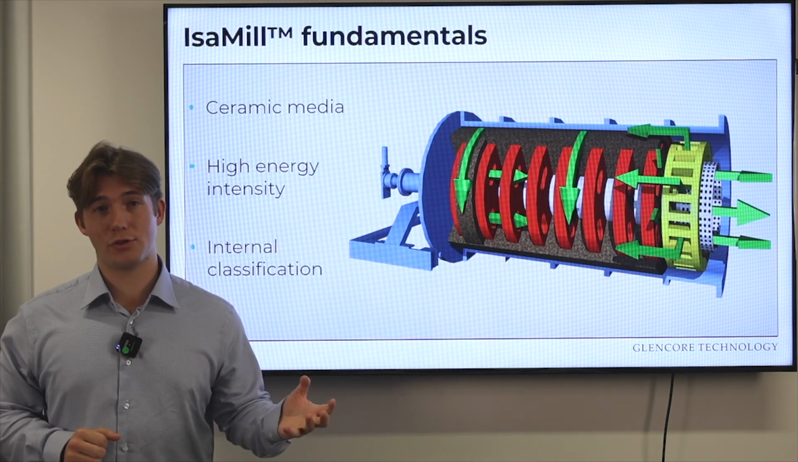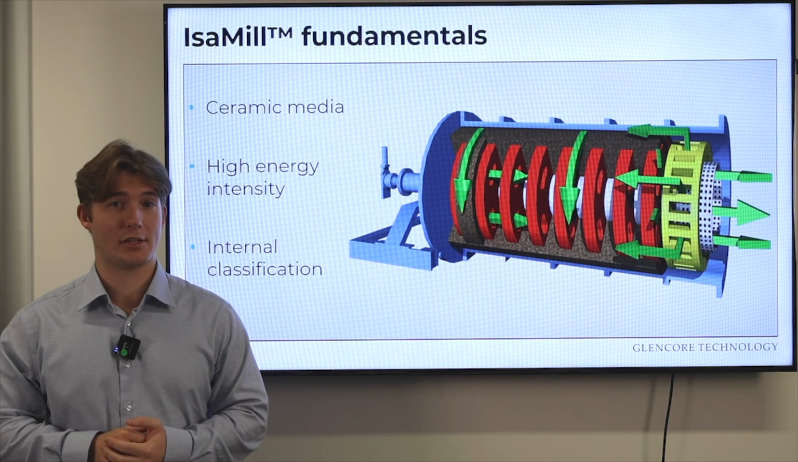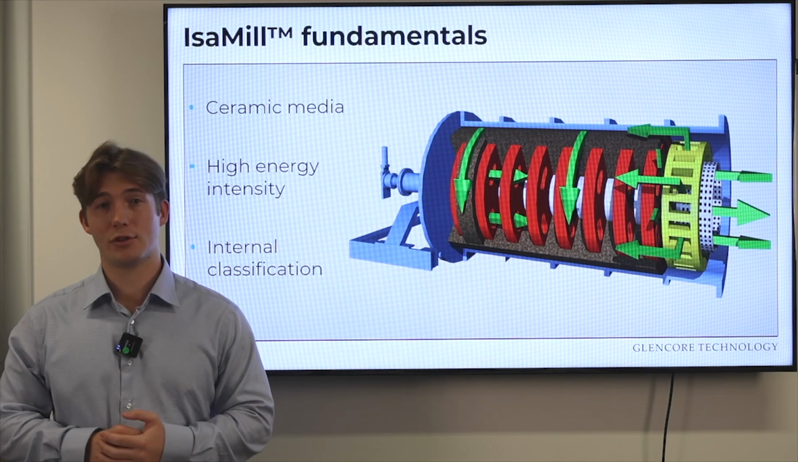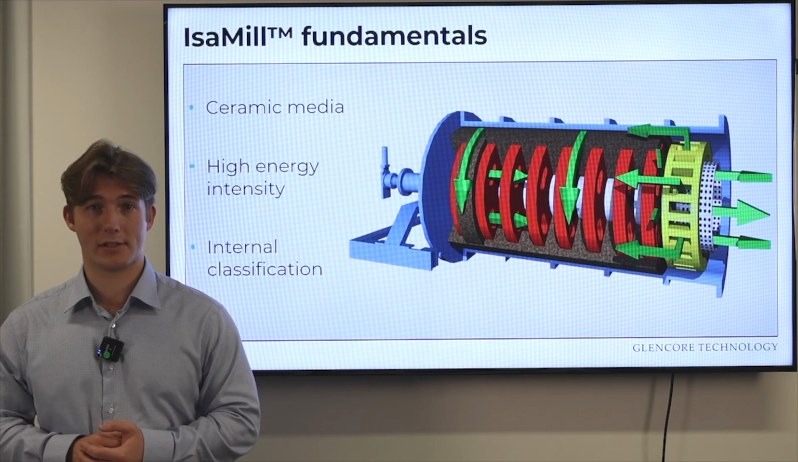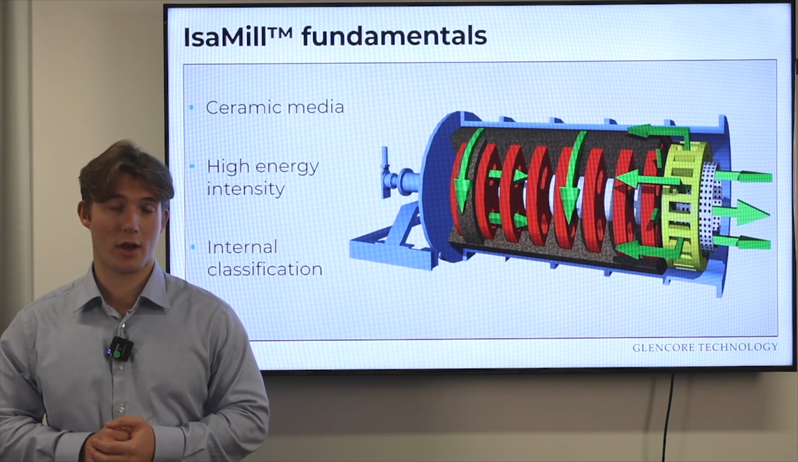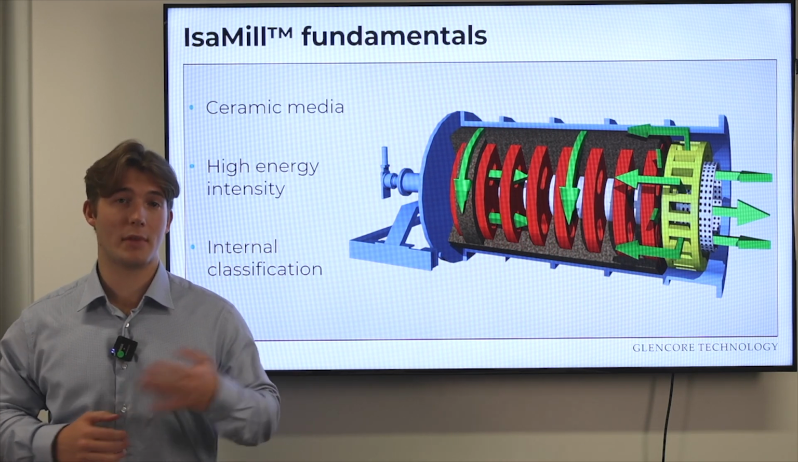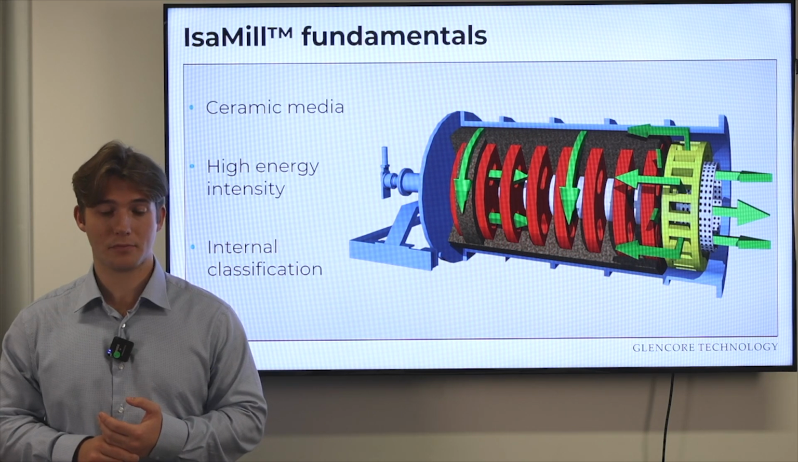The IsaMill also introduced its own internal classification mechanism, and this reduced the complexity of the IsaMill regrind circuit as closed circuit cyclones were no longer required to meet the target product size.